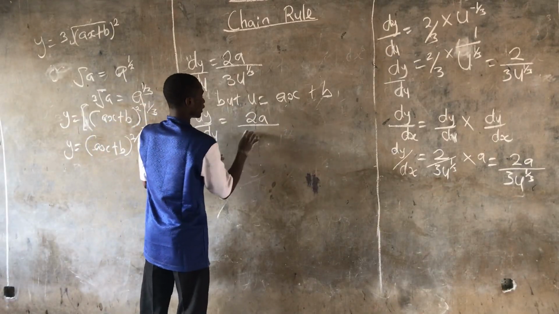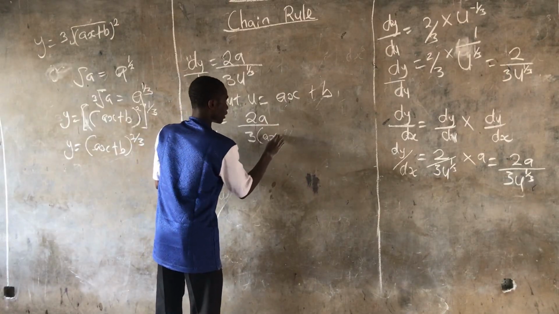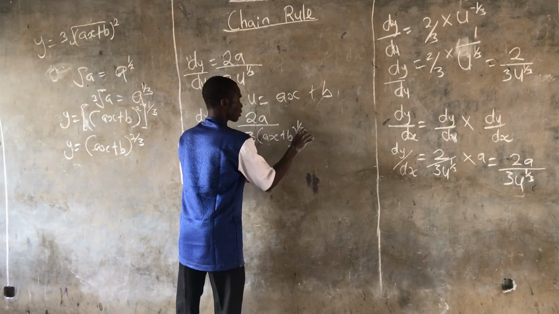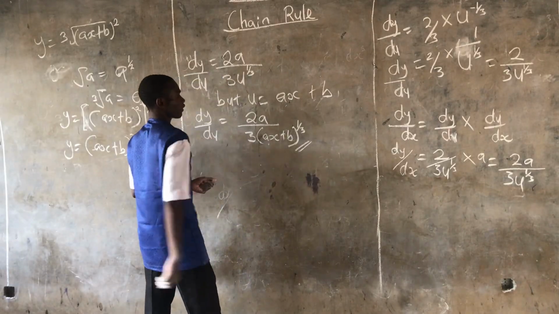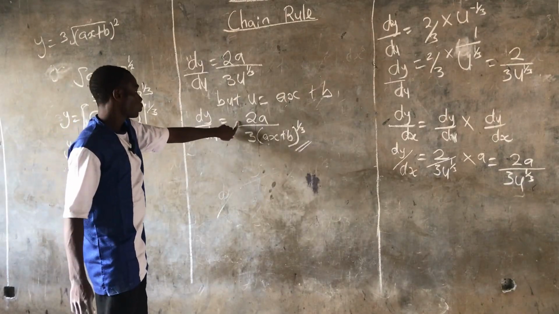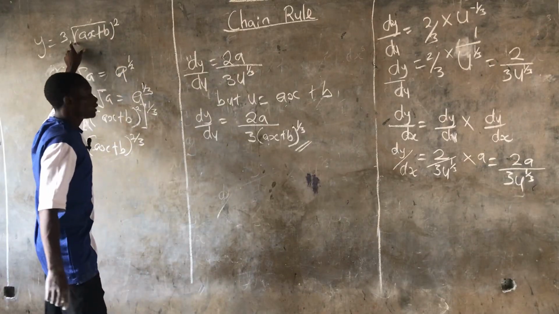2a all over 3 bracket ax plus b raised by 1 over 3. This is our final answer. Then you can now also decide to convert it back to this.